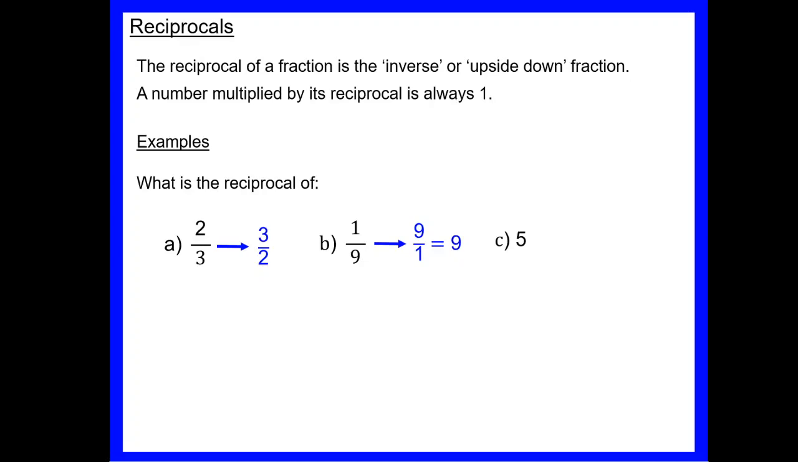Our last one then, we've got a single integer. Well, we want its reciprocal. So remember, if we want an integer to be a fraction, we divide it by 1. So the number 5 can also be written as 5 over 1. And then we can find its reciprocal by flipping it upside down. So it becomes 1 over 5. So the reciprocal of any whole number is 1 over that whole number. We use this skill a lot in other areas of maths, so it is worth making sure you can find these reciprocals.